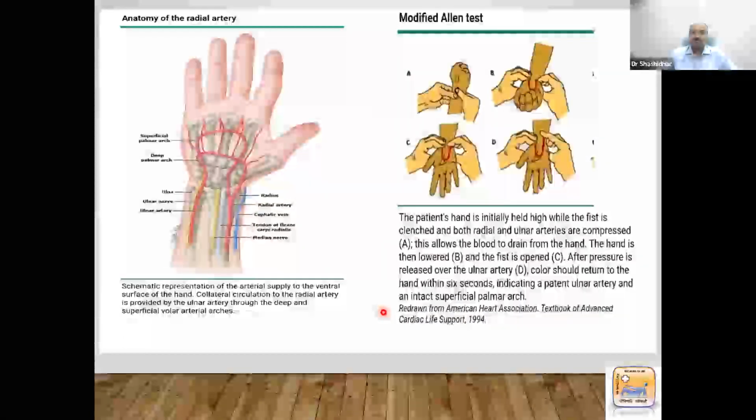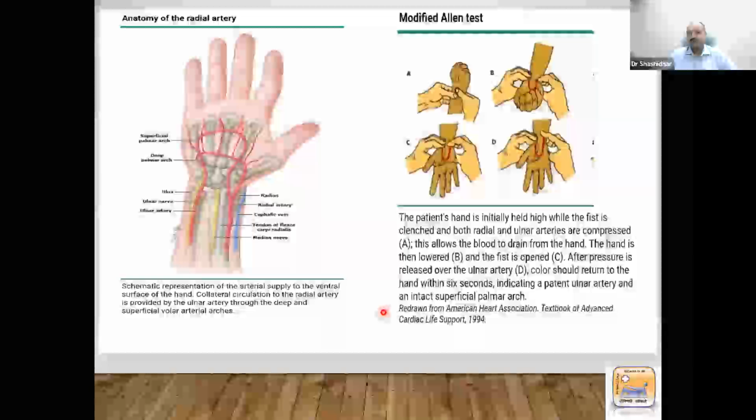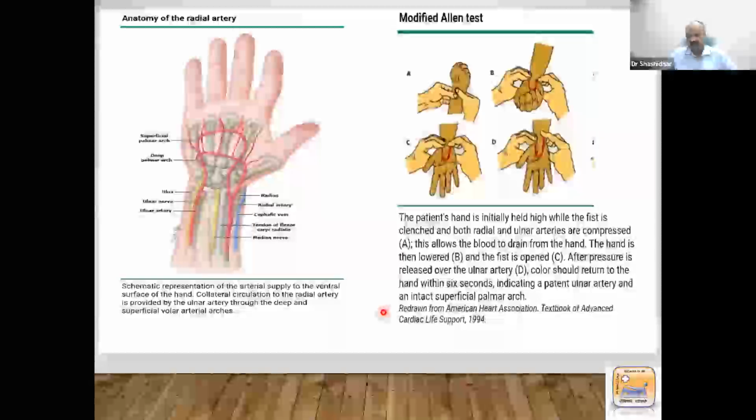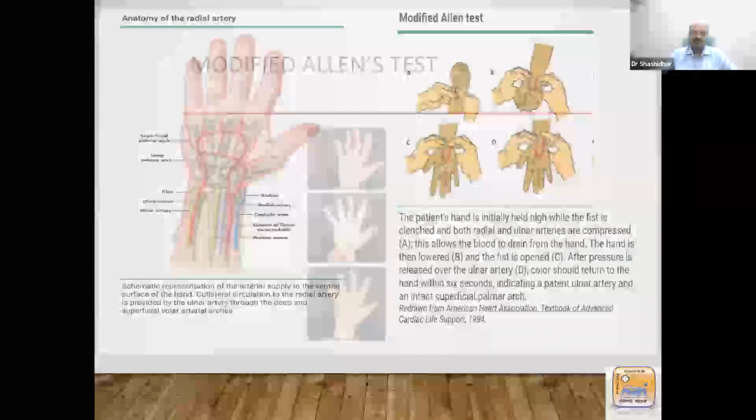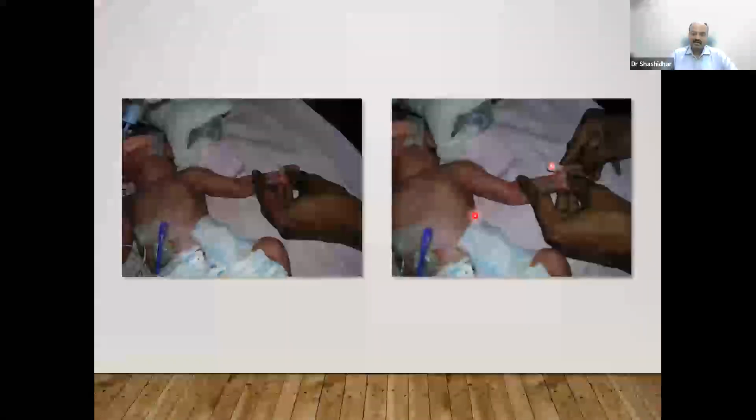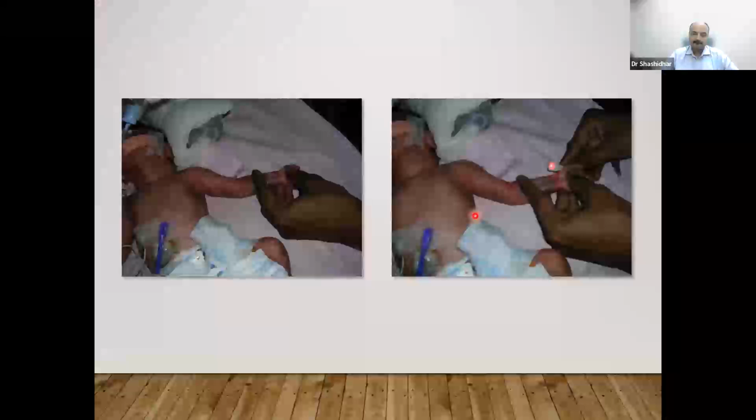So you need to make a fist, hold both the arteries, and make sure the hand is blanched, and release the ulnar artery, release the radial artery to see if the ulnar artery is patent. And the color should come back of the hand within 6 seconds. So if this happens, then you are safe in doing an ABG of the radial artery, especially a stab puncture. So this is how we should do an Allen's test.